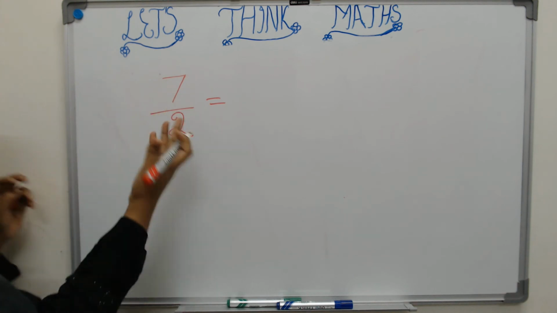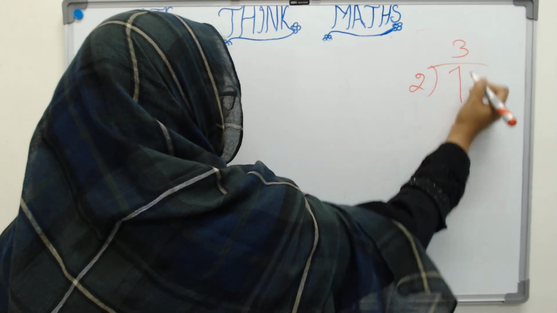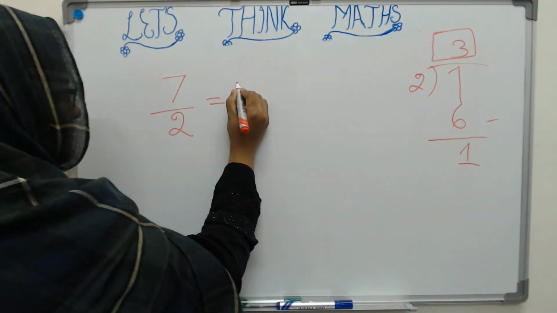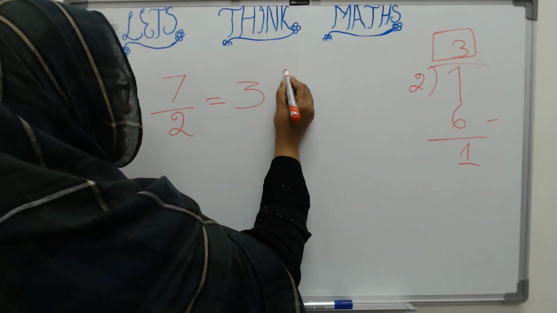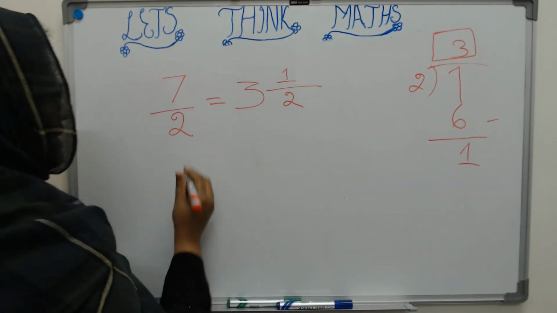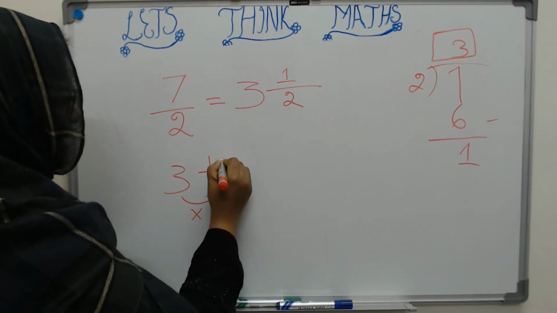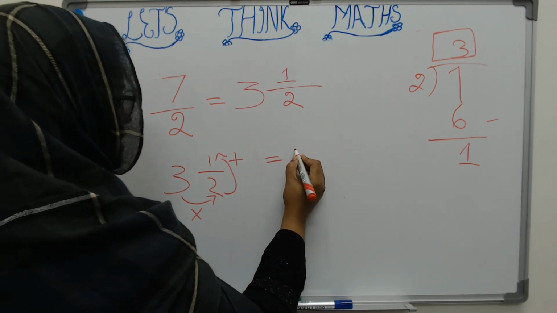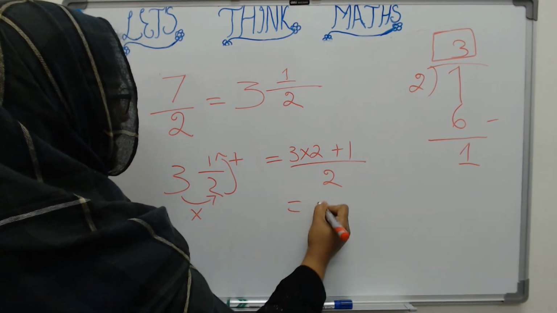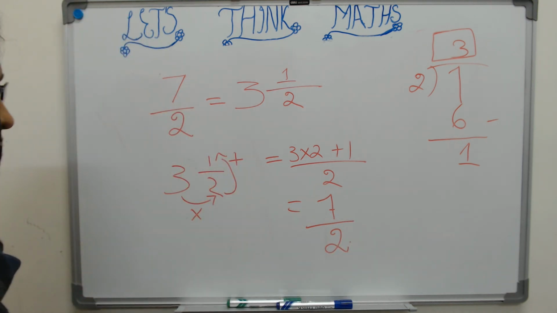What is this? This is 7 divided by 2. This is the whole number part and the fraction part will be, right? So how will we go back? Here you multiply and then you add. So this is 3 into 2 plus 1 over 2. There we have got 7/2. This is how we convert the improper fractions into the mixed fractions.